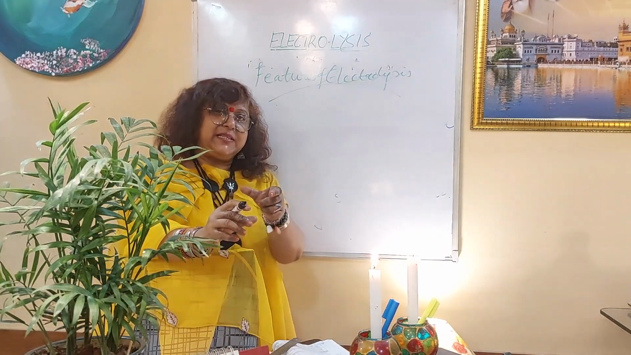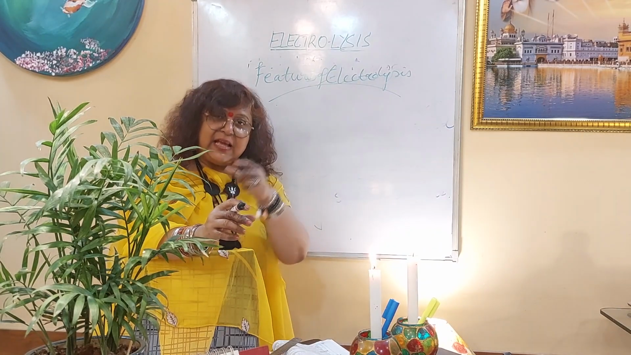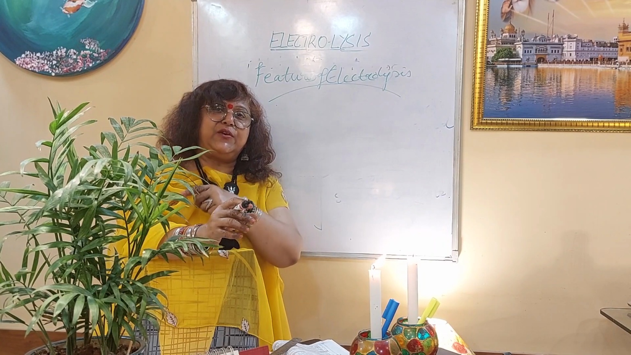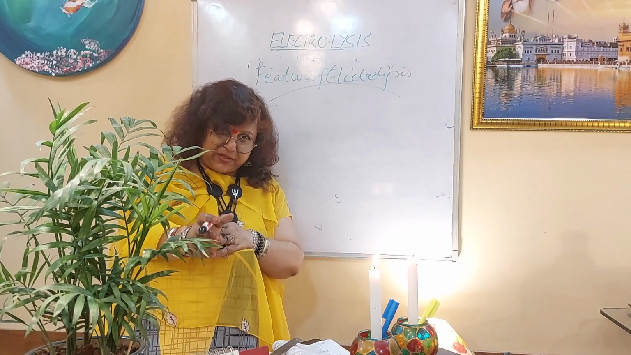So the key points: cations, anions. The number of cations formed is equal to the number of anions. The solution is in equilibrium, and it also depends upon the nature of the electrolyte, strong electrolyte or weak electrolyte. So this was the next question.